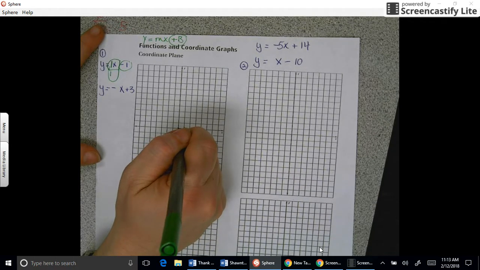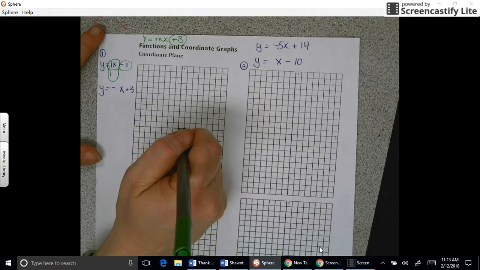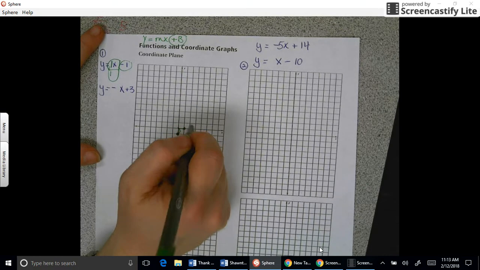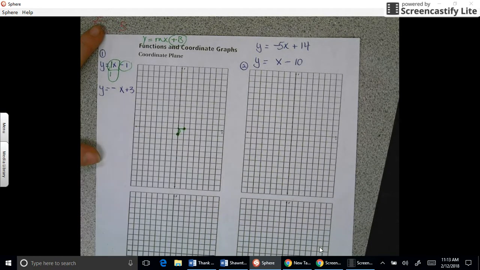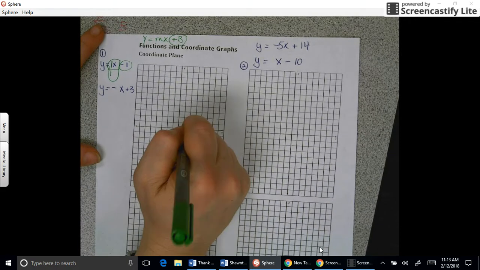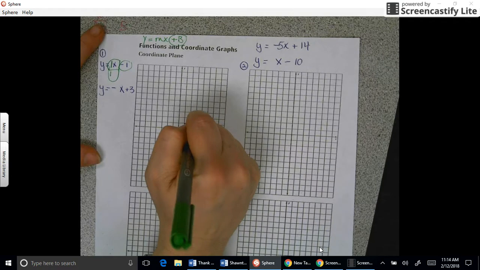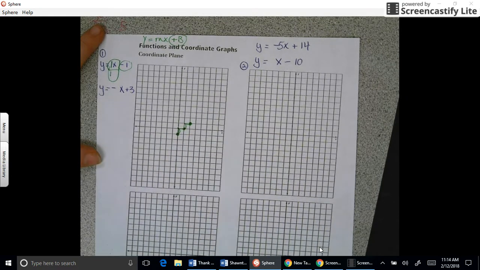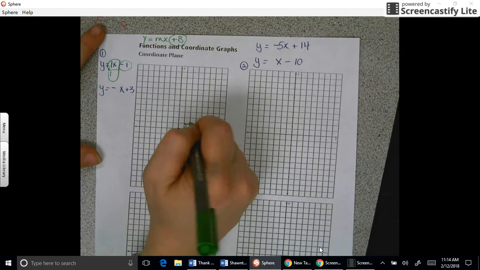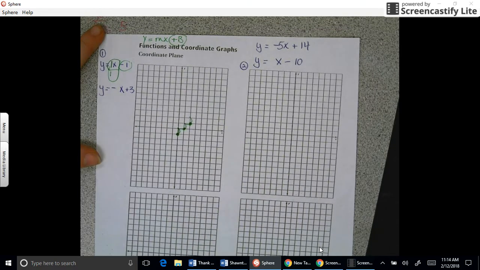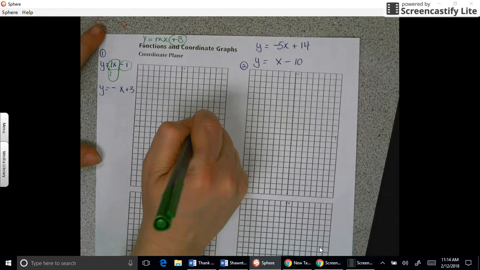But I can keep going. And we all know you get a better line if you have more than 2 points. So I'm going to go from my dot that I just made, and I'm going to count up +1, over +1, and I'm going to put a new dot there. I can still keep going. I have more room on my graph. Why not get a more accurate line? So I'm going to go up +1, over +1, and make another dot.